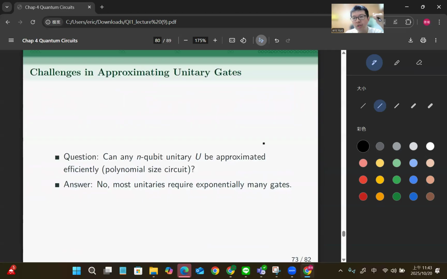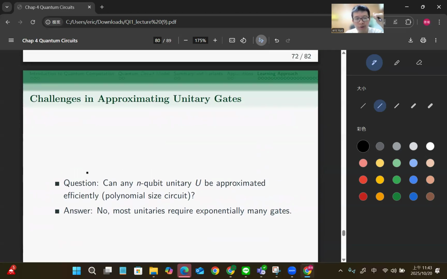Okay, so this is, I should say, the state of the art. Now finally we want to explain the so-called approximate unitary gate set. This is similar to a classical circuit, right?